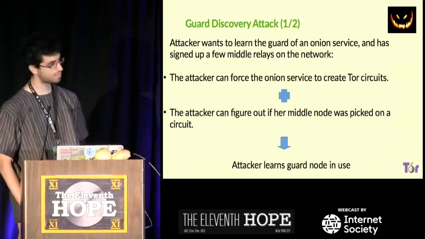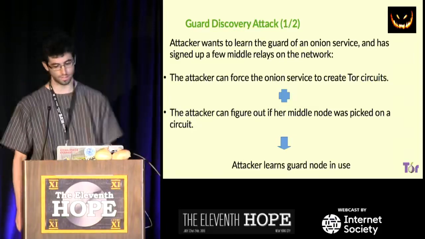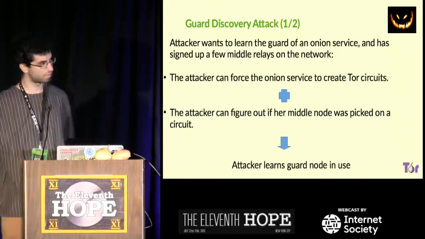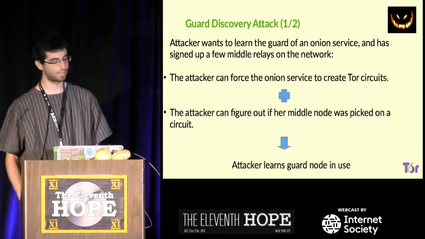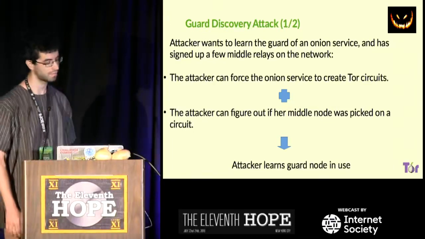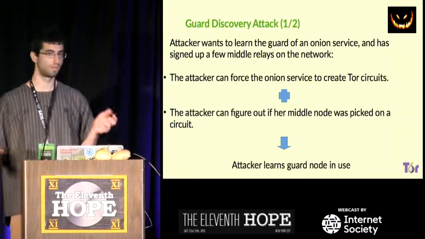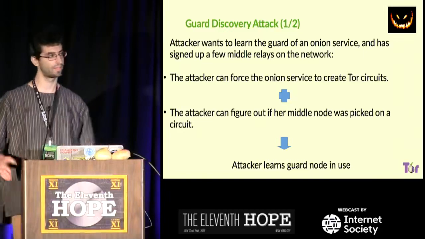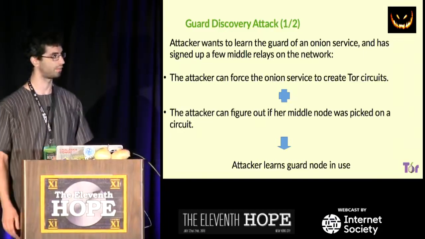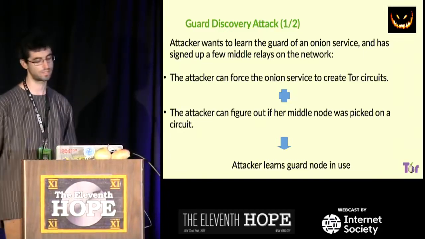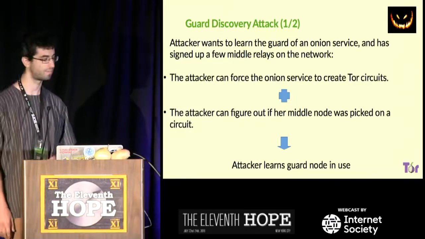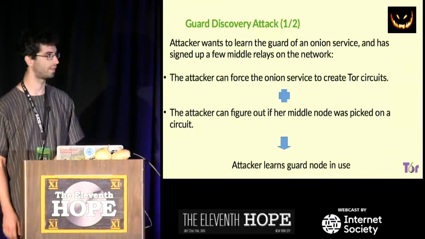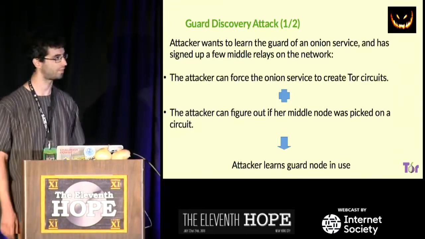Okay, so here is another interesting attack. Imagine that there is an attacker, that pumpkin thing on the top right, which wants to learn the guard node of an onion service. The guard node is the first hop of every circuit from an onion service, so it's basically the only relay on the whole network that knows the IP address of the onion service. It's a significant relay for that onion service. Now imagine that the pumpkin has also set up a few middle relays around the network, malicious bad relays.